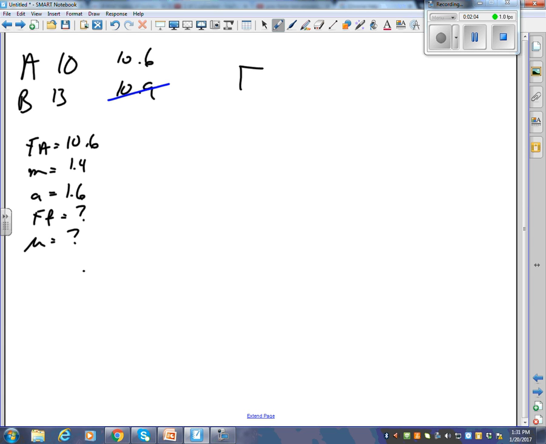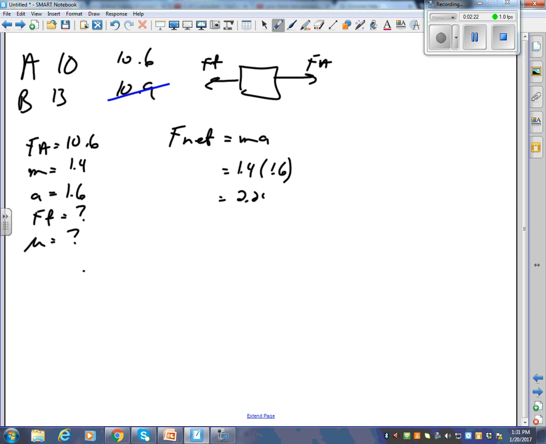Okay, so this is a horizontal force question, right? We've got an FA and we've got an FF. So the first step is to find the net force, mass times acceleration. 1.4 times 1.6 is 2.24, our net force. That's based on what we know about the mass and acceleration. Then F net is equal to FA plus FF. 2.24 equals the applied force, 10.6, or 10.9 if you have version B, plus FF, and we're going to solve for FF. At this point, I expect you guys to be able to solve this. This should be automatic. Minus 8.36.